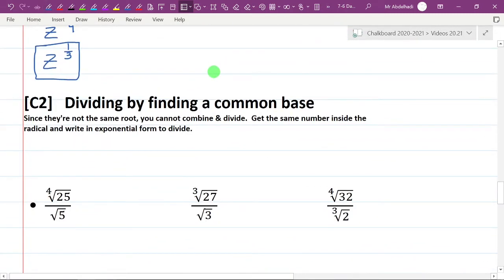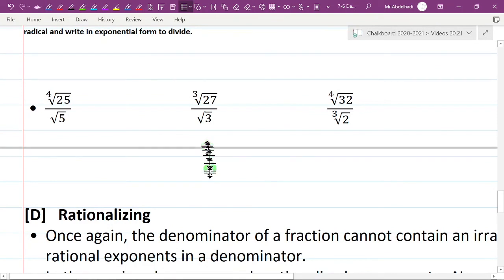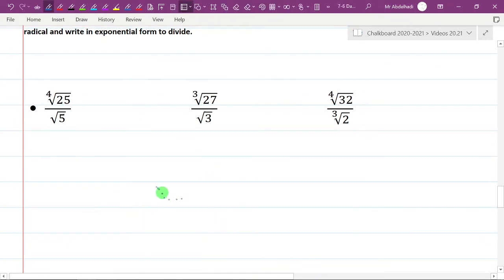Okay, now we have learned that you can only multiply two radicals if they're the same kind of radical. Like for instance, you can only multiply a cube root times another cube root. So if that's 7 and that's 3, you get the cube root of 21, right? That sort of thing. Same thing with dividing. You can only divide two radicals if they are the same root. So this is a cube root, this is a cube root, and the cube root of something over the cube root of something just becomes the cube root of the fraction, 7/3, like that.